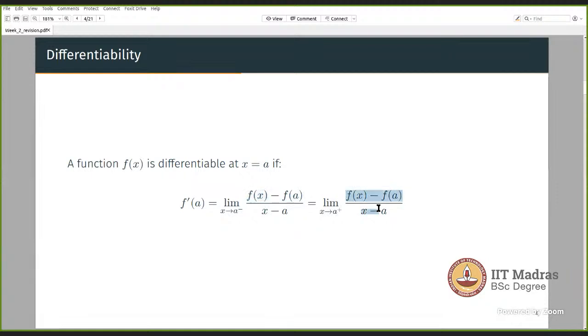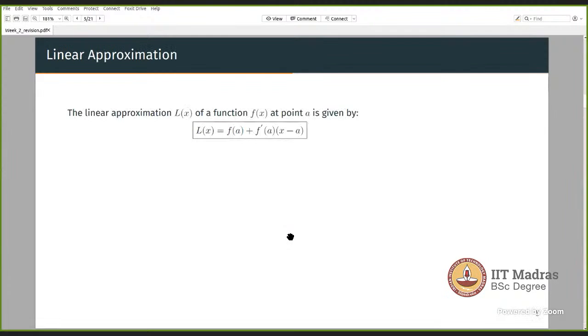This is the rate of change of the function from the right-hand side. If these two terms are equal, then you say that the function is differentiable at that point. So that's about checking differentiability. Now, the next important topic this week is linear approximation. Linear approximation broadly is finding the tangent to the function at a given point x equal to a.